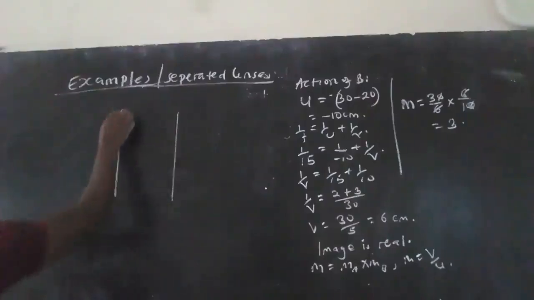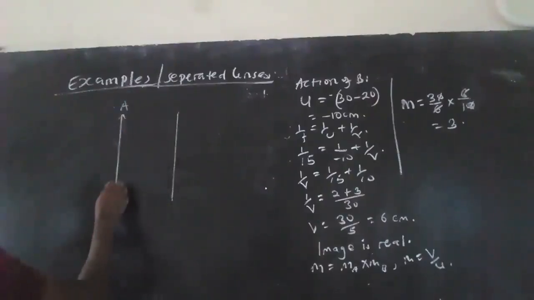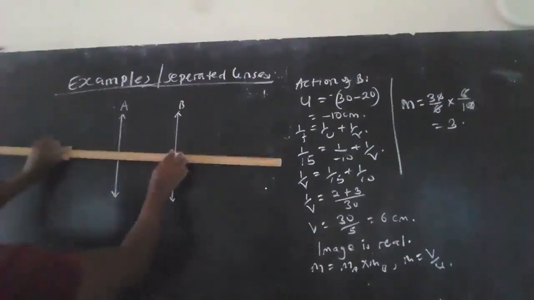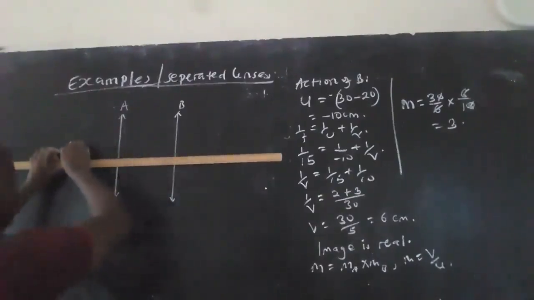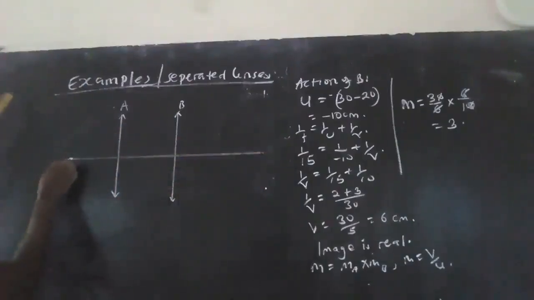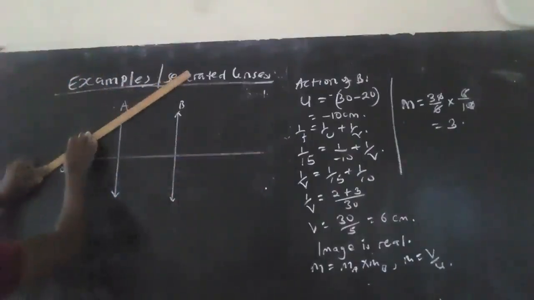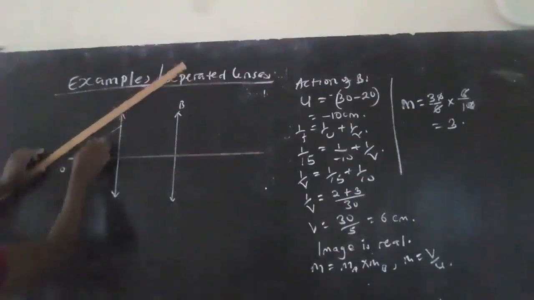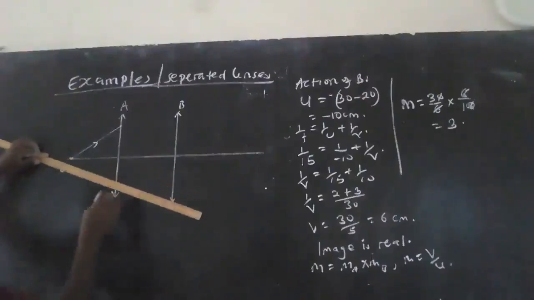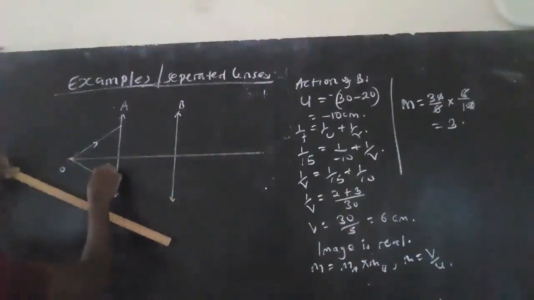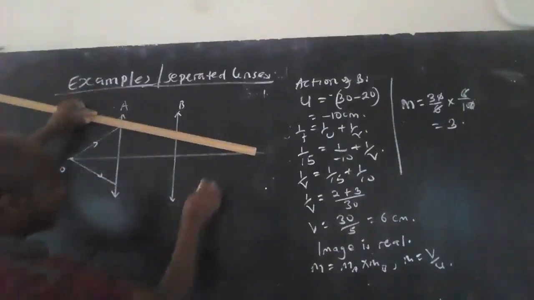Then this is the A. This is the lens B. All of them are converging lenses. This is object O. What this one does is like this. Like that. So it is going to form the first image.